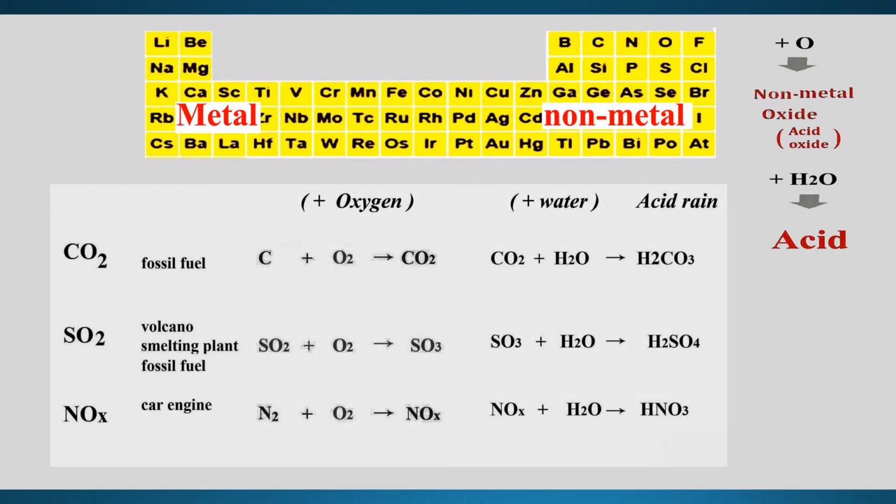And students, please know the sources. Carbon dioxide comes from fossil fuel. Sulfur dioxide naturally comes from volcanoes. From human activities, it comes from smelting plants and burning fossil fuel. Nitric oxide comes from car engines. Students, please know, and we're going to go into further detail.